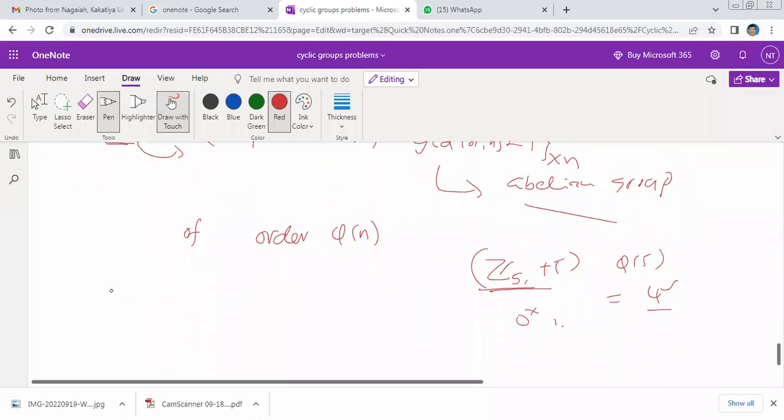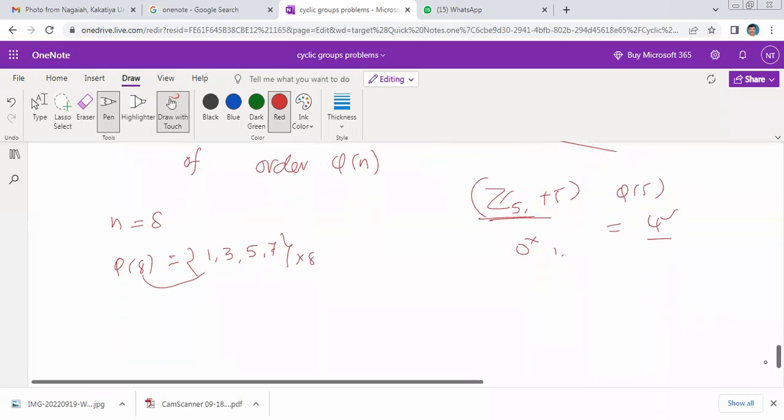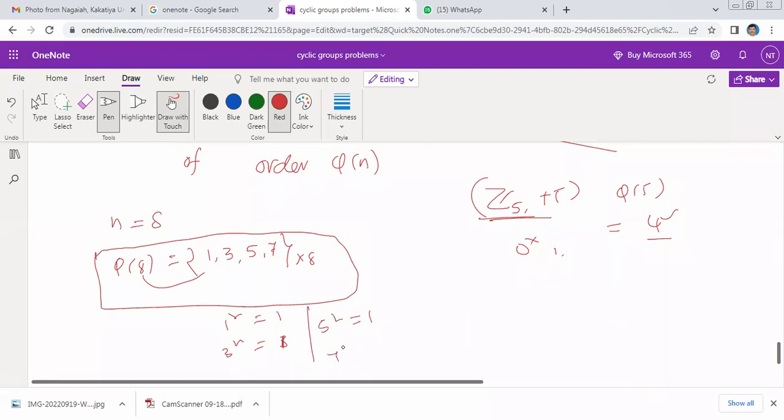I'm taking n equal to 8. What is phi of 8? The relative prime numbers are 1, 3, 5, 7, under multiplication modulo 8. This group has a specialty. It consists of 4 elements. 1 squared is equal to 1. Every element's square is 1, so every element is its own inverse. 3 squared is 1, 5 squared is 1, 7 squared is equal to 1.